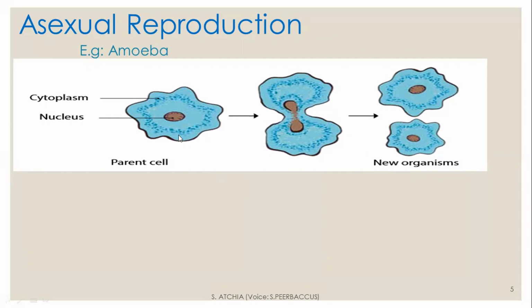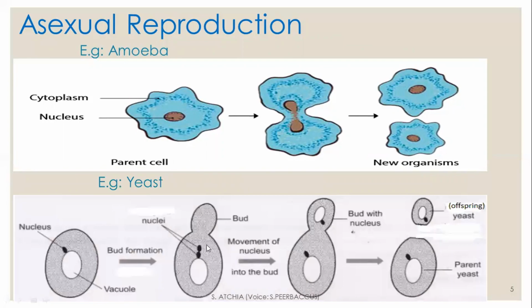to the parent cell. Likewise, in yeast, the nucleus divides, that is, makes an exact copy of itself, resulting in two nuclei in the yeast cell. Then a new yeast buds off the parent yeast cell, and in the end, producing a new individual which is identical to its parent yeast cell.